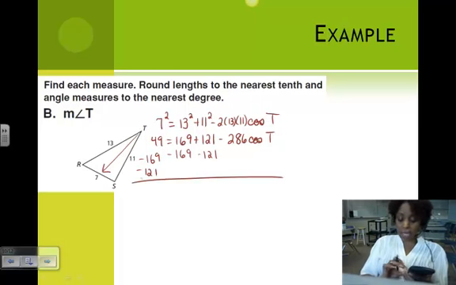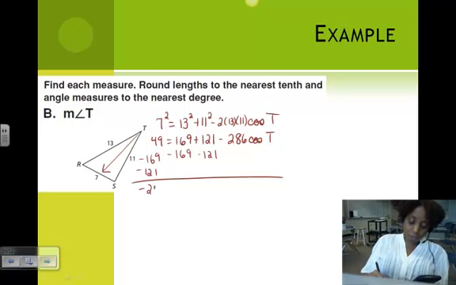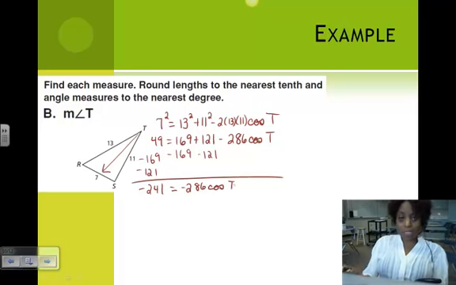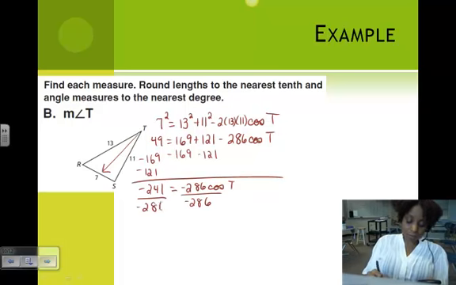So we've got 49 minus 169 minus 121. And that gives us negative 241 equals negative 286 times the cosine of T. Now at this point is when you divide by the negative 286. And then you have the cosine of T is equal to 241 over 286.